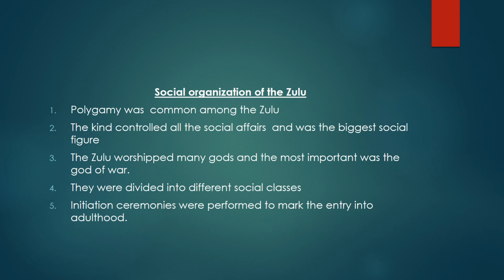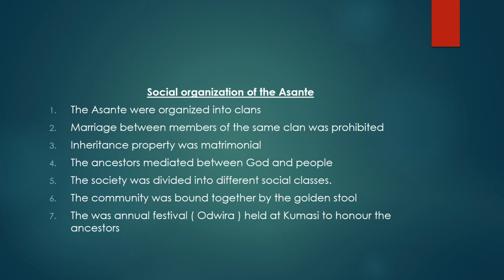And then finally, number 5, initiation ceremonies were performed to mark the entry into adulthood. Social organization of the Asante. Number 1, the Asante were organized into clans.